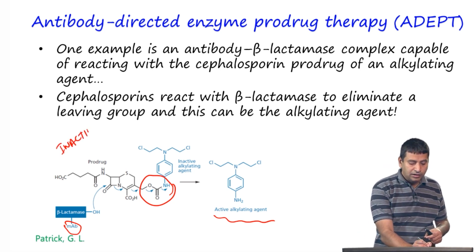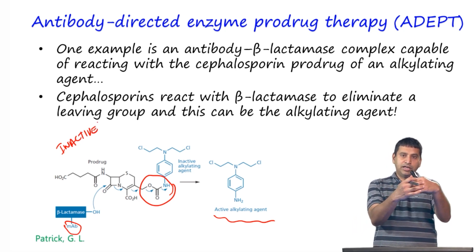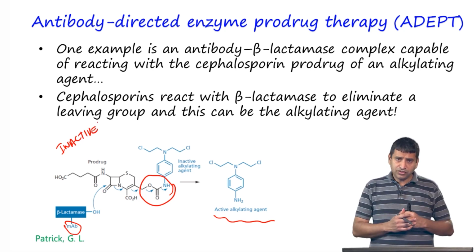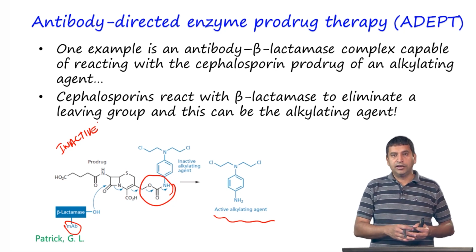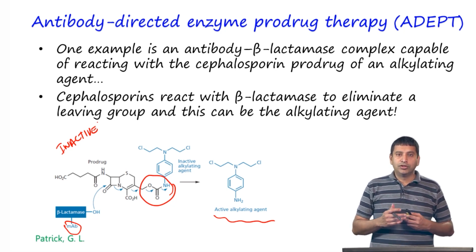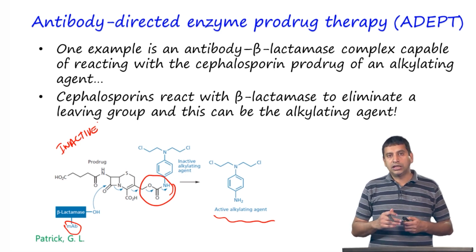Okay. And now, what you can imagine is that because of the antibody, it will get directed to the site of the tumor, and on the site of the tumor it will get cleaved by this bacterial enzyme and produce the active alkylating agent. Okay. So, this is a beautiful example of ADEPT that can be used to direct prodrug therapy.